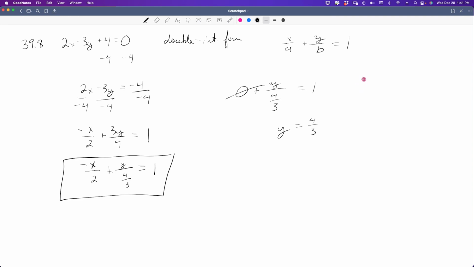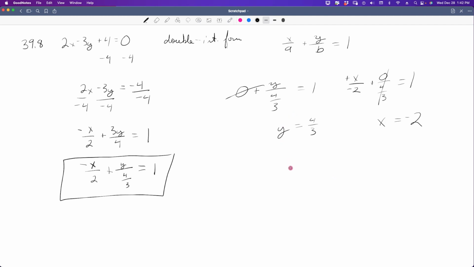Same thing for the x. If I let y equal 0, then negative x over 2, because this is a negative x, we don't like negative x, so we're going to multiply this by negative 1. So this becomes a positive x, this becomes a negative 2. And that's going to be plus 0 over 4 over 3. And we know 0 divided by anything is 0, so that goes away. That's equal to 1. So when I multiply by negative 2, x is going to be equal to negative 2. So that's how we would find our points there.